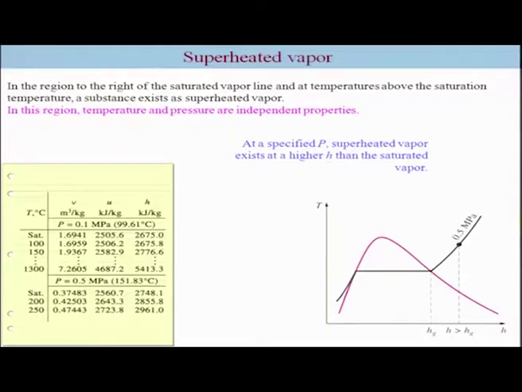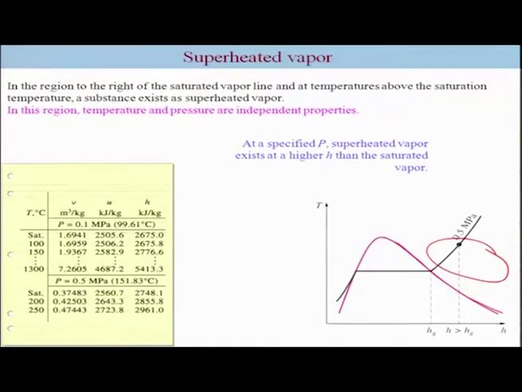Now, of course, many times we obtain phases where it is superheated, which is basically this region. Okay. Now, the superheated region is on the right side of the saturated vapor line. Okay.